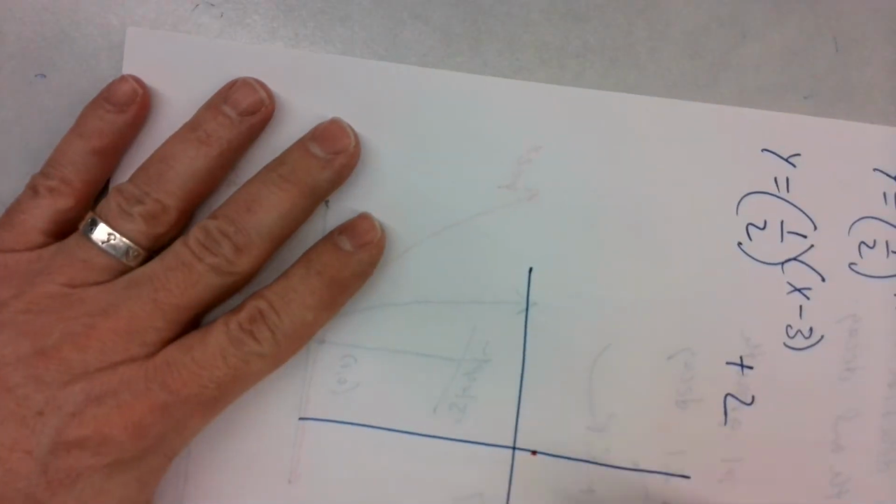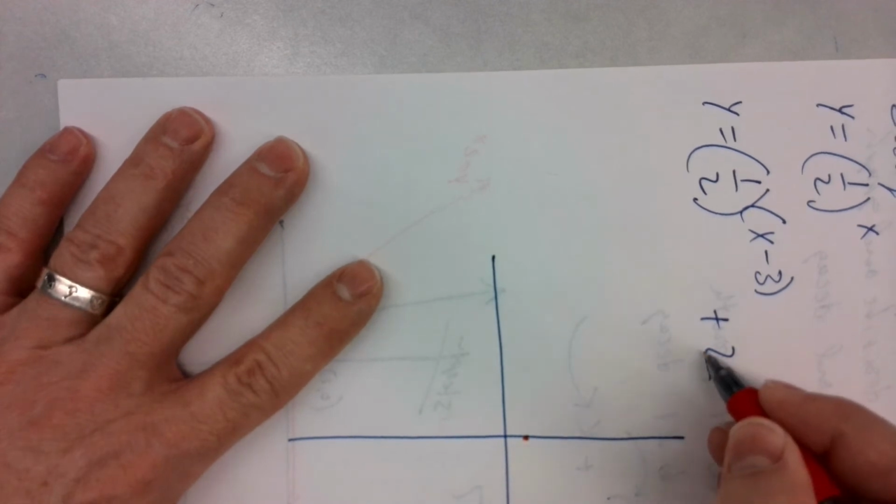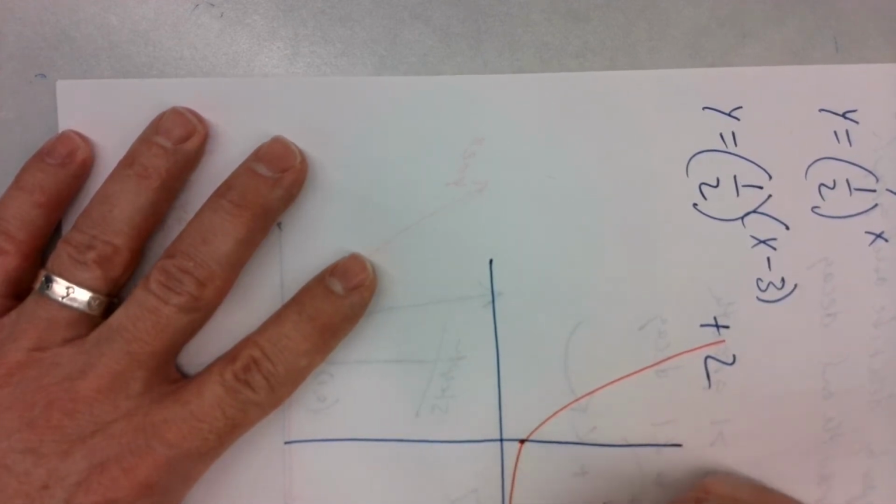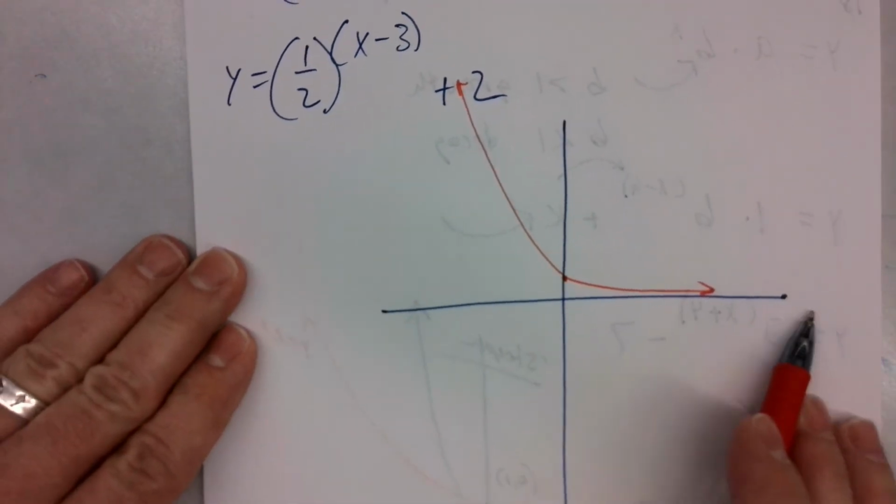So, 1/2 to the x, again, is going to be 0, 1. And it's going to look something like that. Again, this line right here becomes my what?